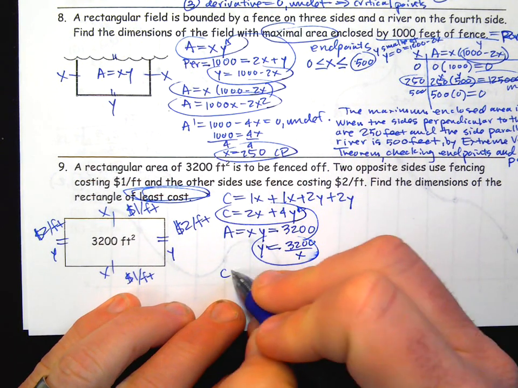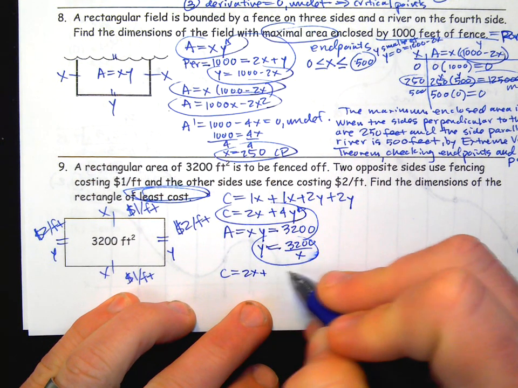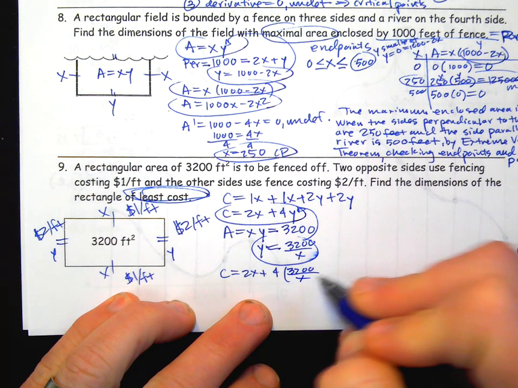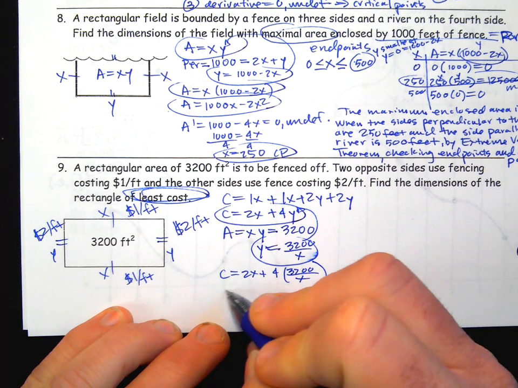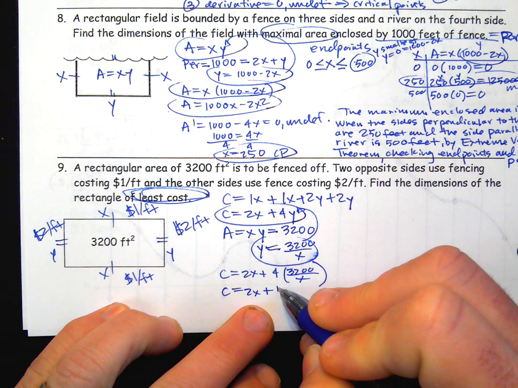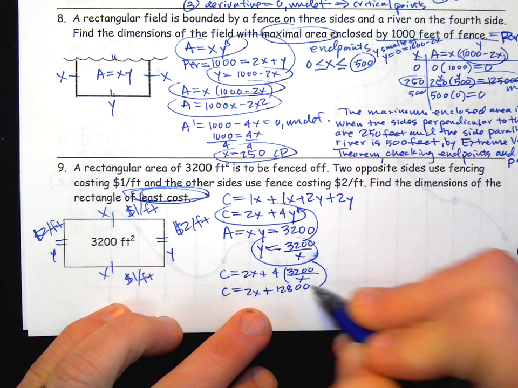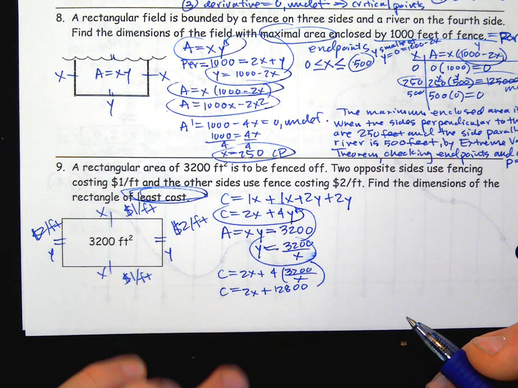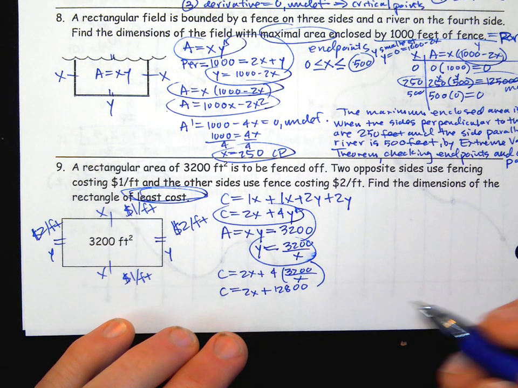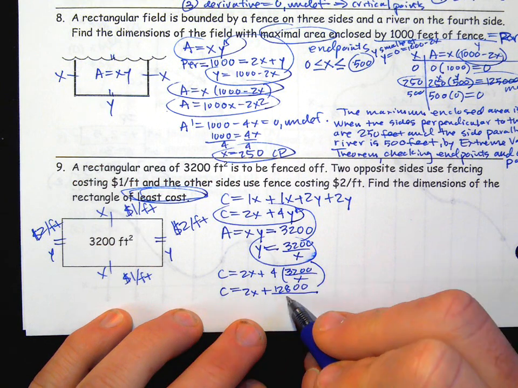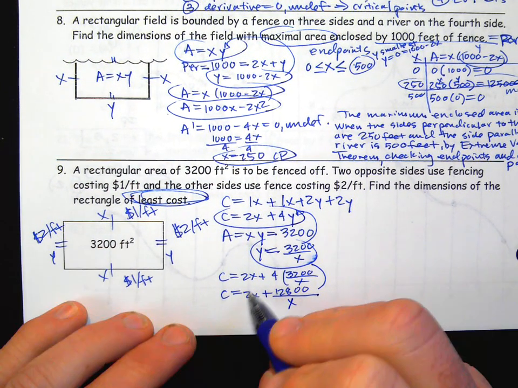So cost equals 2x plus 4 times 3,200 over x. So that's our cost function in terms of one variable: 4 times 3,200 is 12,800, or 2x plus 128 over x if we want. Right, 2 times 64 is 128 over x. So there's a cost function, one variable.